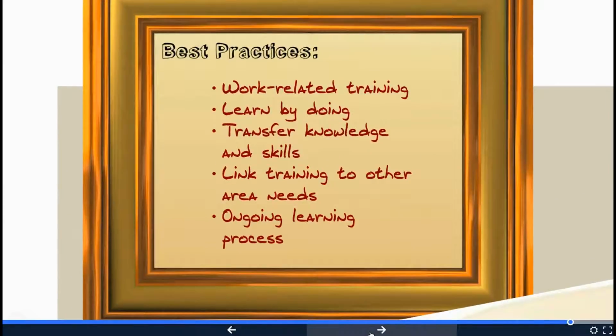It is really geared towards work-related training as opposed to fact-based. Employees learn by doing as opposed to being lectured to. They are able to transfer their knowledge and skills into their current roles. There's an easy link to training to other area needs. In other words, that goes back to when we were talking about different disciplines working together. They can see the link between departments, and there is a constant, continual, ongoing learning process at all times.